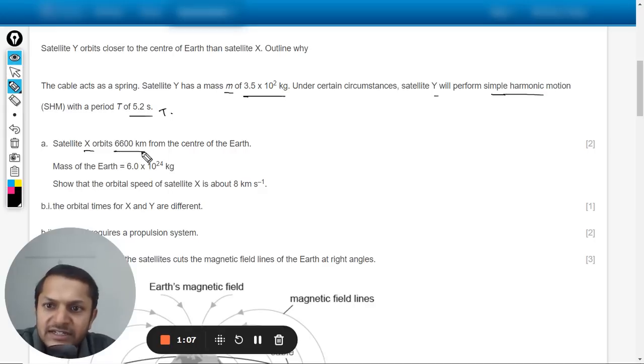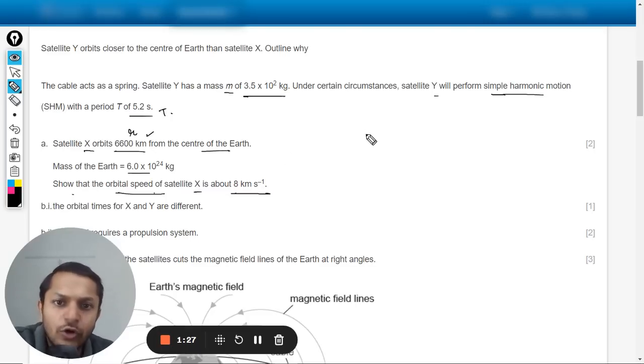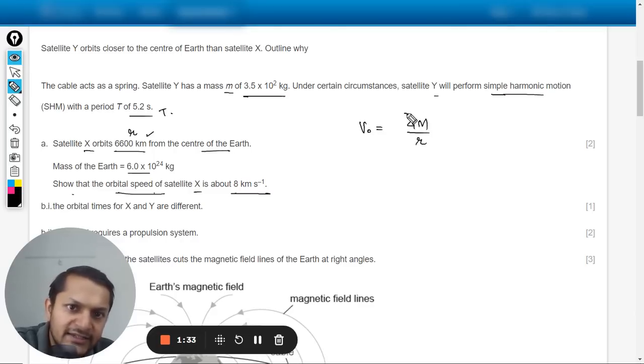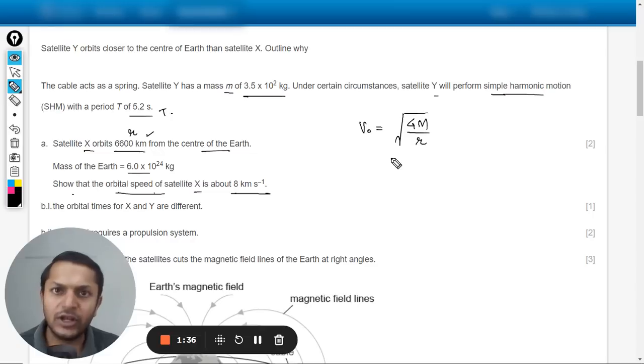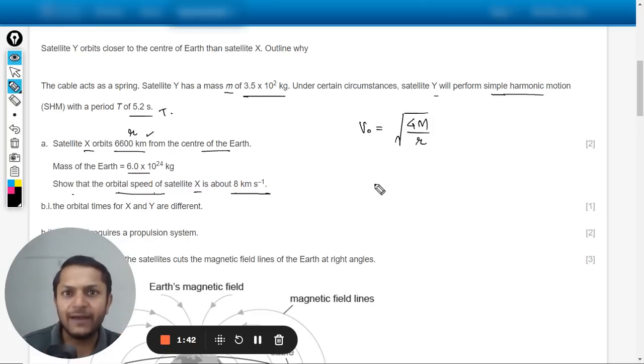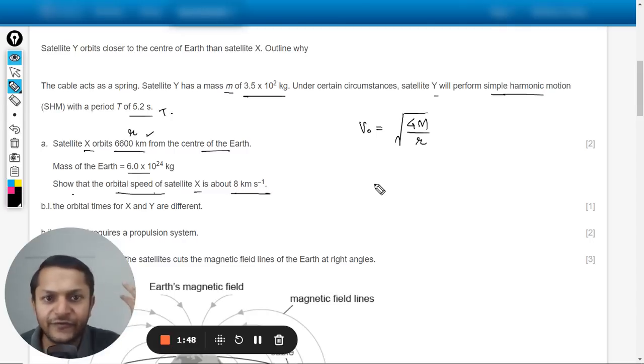Satellite X orbits 6,600 kilometers from the center of the Earth. The mass of the Earth is given. Show that the orbital speed of X is about 8 kilometers per second. So the total distance is given as 6,600 kilometers, and you have to find the orbital speed. Dear students, I remember the formula, and that will be given in the data booklet, or you can derive it from circular motion: the centripetal force, mv squared by r, is equated with the gravitational attractive force, and thereby you can find the formula.